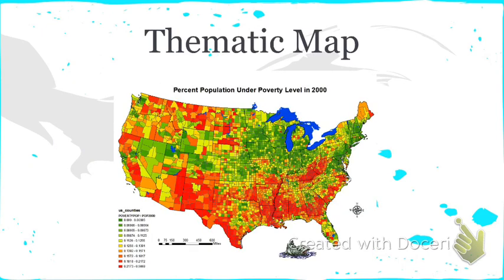Here we have a thematic map, and this one actually tells us about percent population under poverty level in the year 2000. Now, for this map, you have your key right here, and then the colors are done by counties within a state, like we're Shelby County. Let me see if I can find us. We are like right here within that circle.